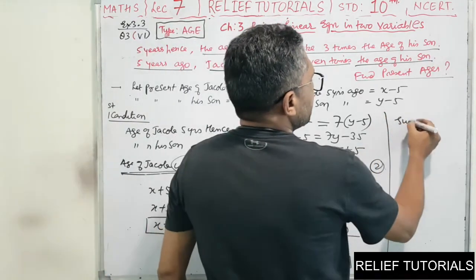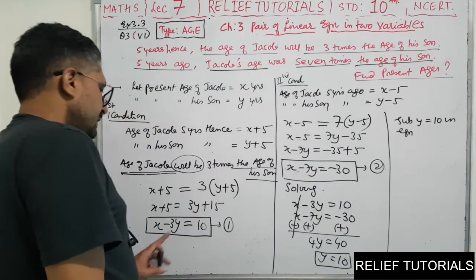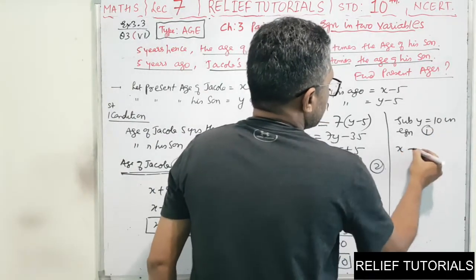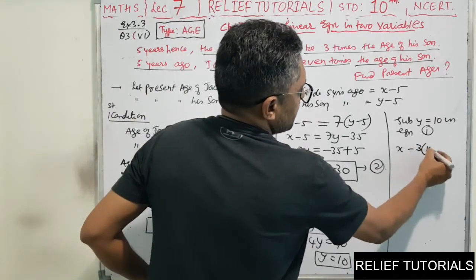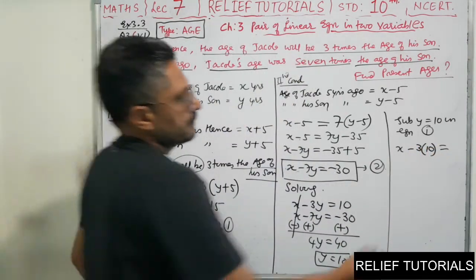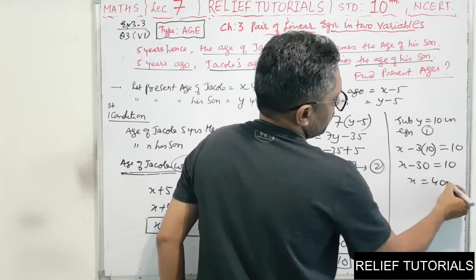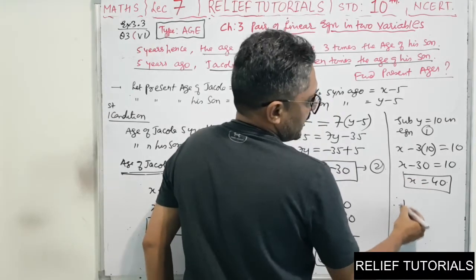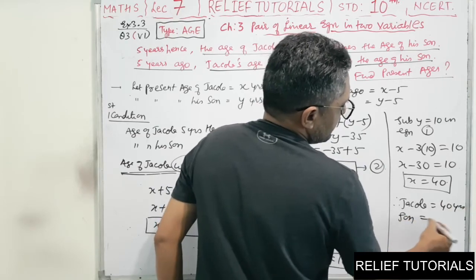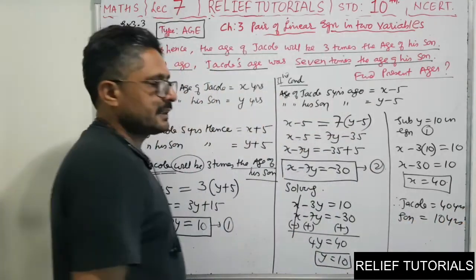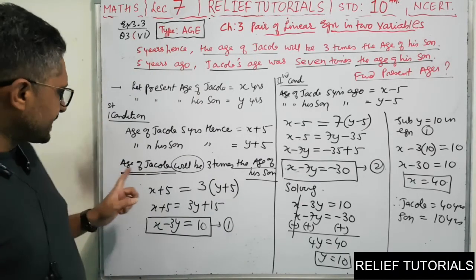Now substitute y equal to 10 in equation. In any one equation you can substitute. In equation 1, okay. So x minus 3y, 3 times y is 10, is equals to 10. So x minus 30 equal to 10. So x is equals to 40. So therefore Jacob's age is 40 years and son's age is 10 years. Got it? If you want to check, you can check that. If you want to check this condition also, you can check.